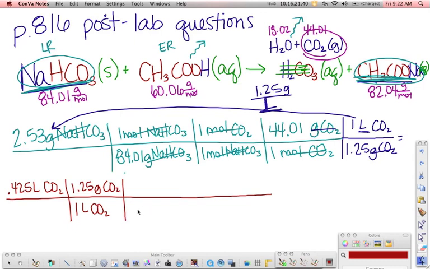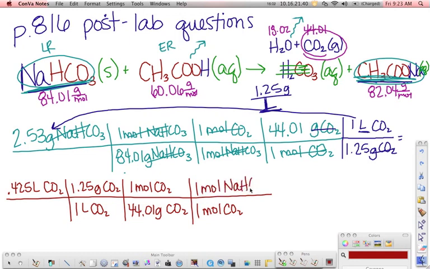And now I convert from grams to moles using my molar mass, 44.01 grams of CO2 for every mole. So I've done this step, and now I'm at the mole ratio step. So for every mole of CO2, I'm going to need a mole of sodium bicarbonate. And now I need to get to mass. So I use my molar mass again. So for every mole of sodium bicarbonate, I'm going to have 84.01 grams sodium bicarbonate.